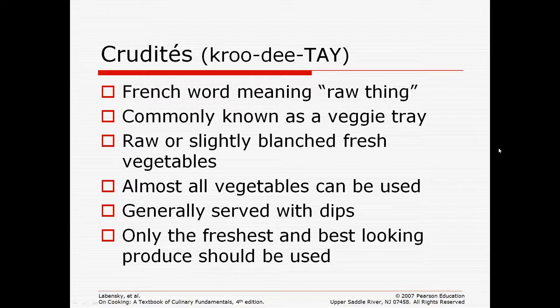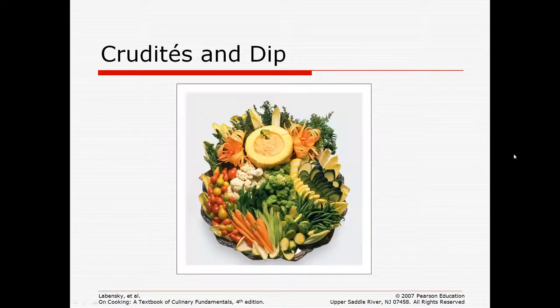It can be raw or slightly blanched fresh vegetables. Almost any vegetables can be used on a vegetable tray. It's generally served with a dip, and you should only use the freshest and best looking produce, because what's on display is the vegetable. It's not being covered with the sauce or cooked inside a meal. It's the actual veggie that is on display.